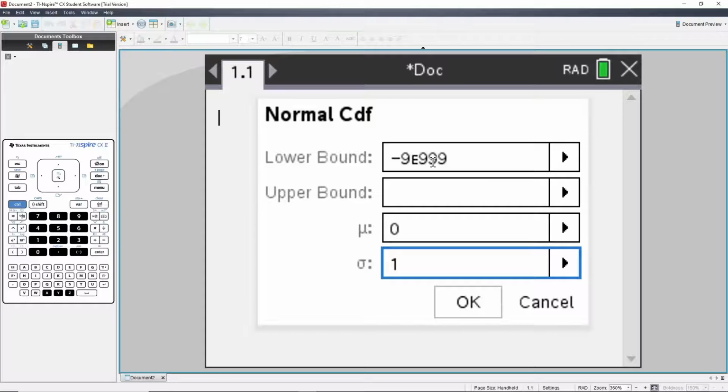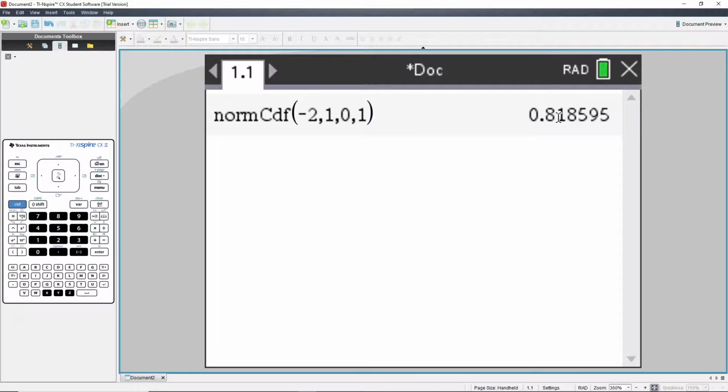For the lower bound, if you want to measure if something is less than a value, a large negative value is basically the same thing as negative infinity, and if you get rid of the negative sign and put it in the upper value, that's basically positive infinity. Using those is in order to get the area that's either completely greater or completely less than. But for this example, I'm going to be doing between two points. So let's say -2 and 1. And so that would give us 0.818595.